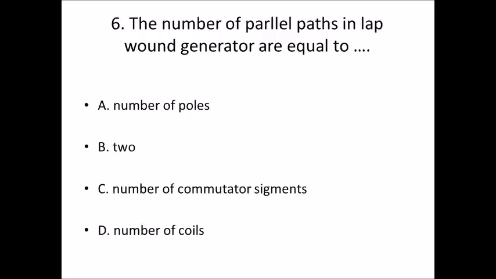Sixth bit. The number of parallel paths in lap-wound generator are equal to dash. Option A, number of poles. Option B, 2. Option C, number of commutator segments. Option D, number of coils. Answer guess cheyandi. Answer వచ్చేసి option A, number of poles.